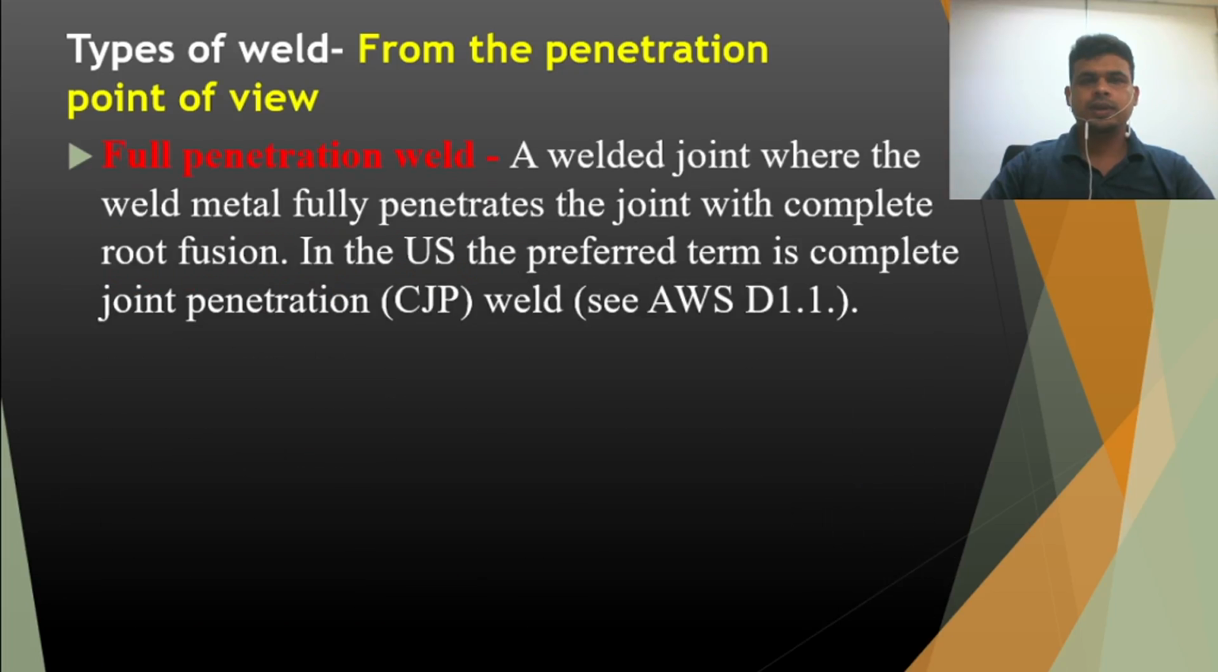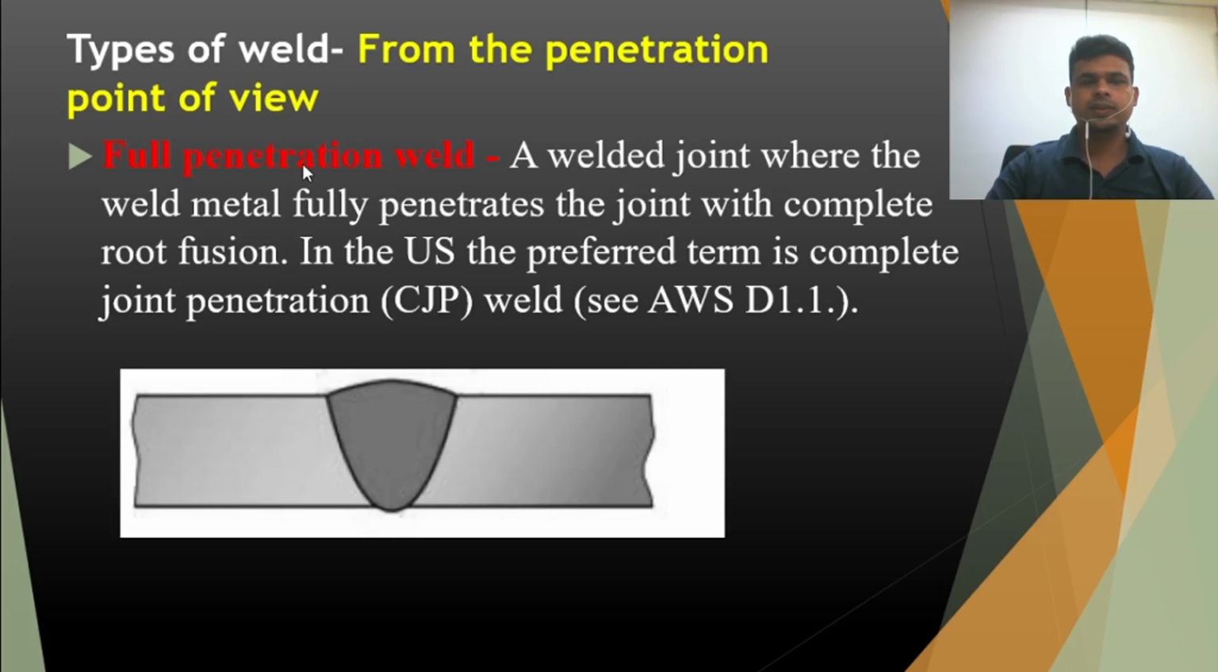So another type of weld you can see from the penetration point of view. If you see the penetration point of view, then the weld can be the full penetration weld. So a welded joint where the weld metal fully penetrates the joint with complete root fusion. In the US, the preferred term is complete joint penetration, CJP weld. Then you can see the AWS D1.1. So you can see that this is the term for the full penetration weld. So this is called the complete joint penetration, also CJP.